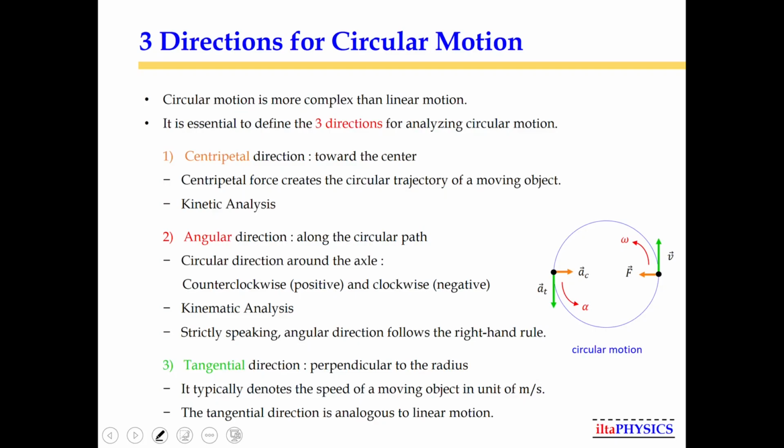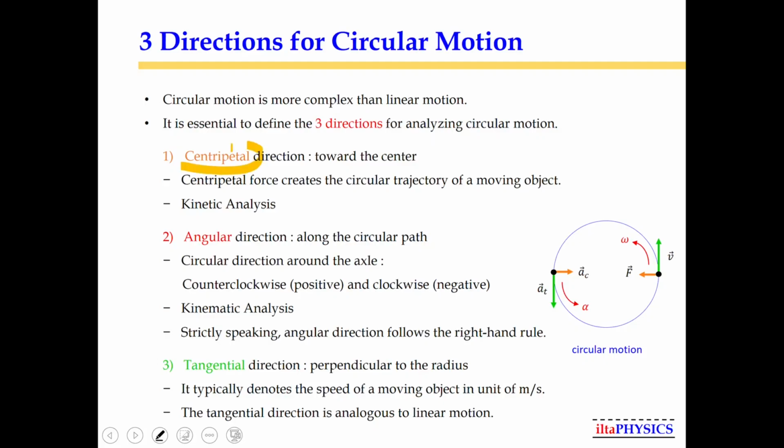One thing that makes circular motion a bit more confusing than linear motion is that velocity and acceleration appear in multiple directions. Organizing these directions properly is the most important foundation for analyzing circular motion correctly. When analyzing circular motion, remember these three specific directions.